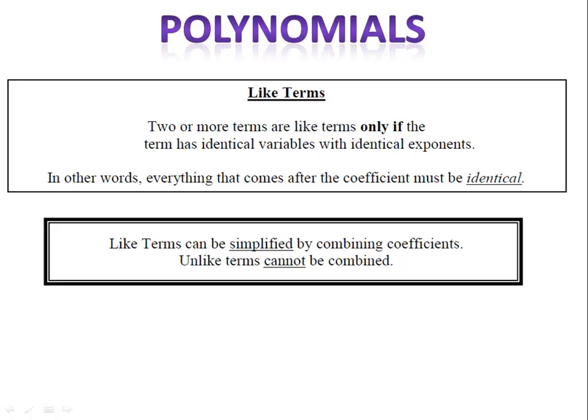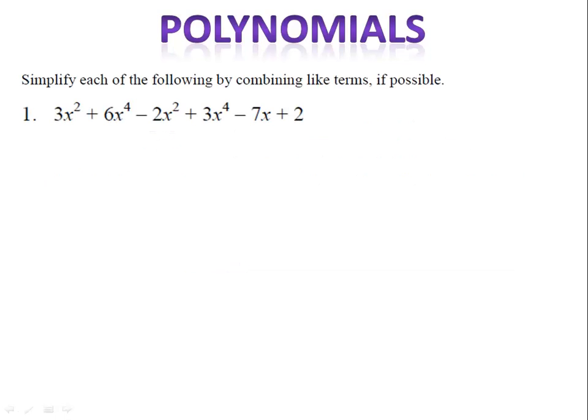Now let's take a look at something that I know you remember. This is about like terms. You know that when you combine like terms, you look at the variable and the exponent. Here we have 3x squared and we have minus 2x squared. Because they're both x to the second power, I can combine those numbers. 3 minus 2 is 1, x squared. Now let's look at the 6x to the 4th and the 3x to the 4th. These are like terms because they're both x to the 4th power. 6 plus 3 is 9, so I have 9x to the 4th.